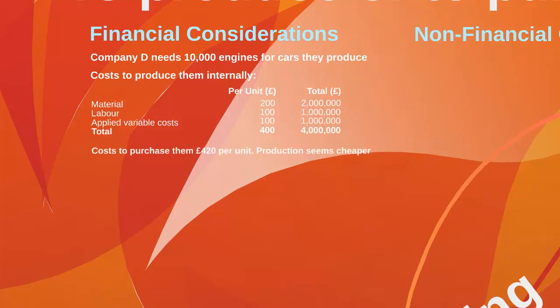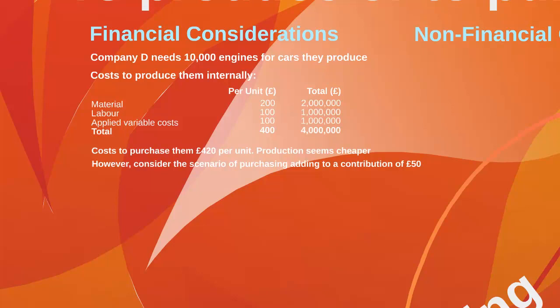Now, they can purchase these engines for £420 per unit. But that, of course, would mean they'd be paying £20 more per unit. The total cost would be £200,000 higher. So, on that basis, surely it seems better to produce them. However, what if the time spent producing these engines is time that certain employees, certain resources can't be spent elsewhere? And as a result, a certain other product or other activity that they do cannot be done, which would have added a contribution to the organisation of £50.